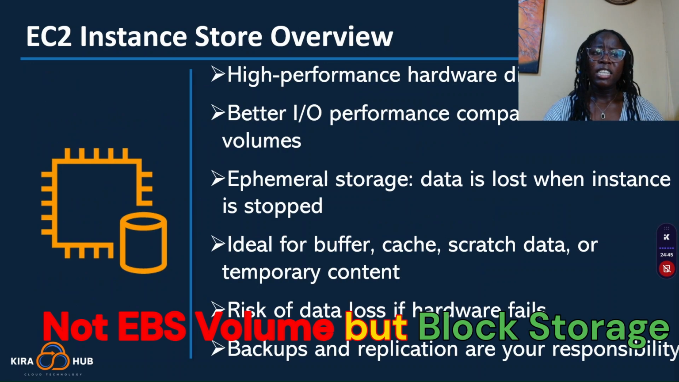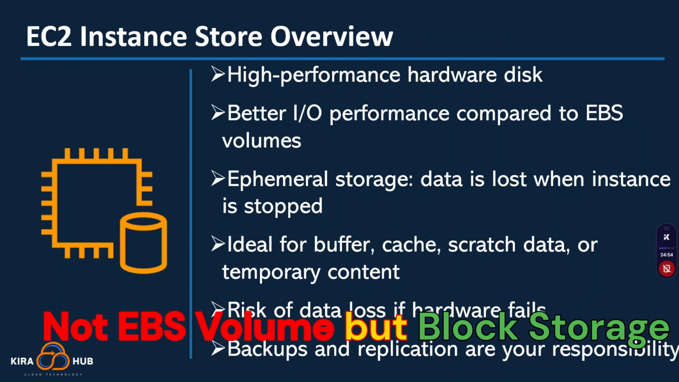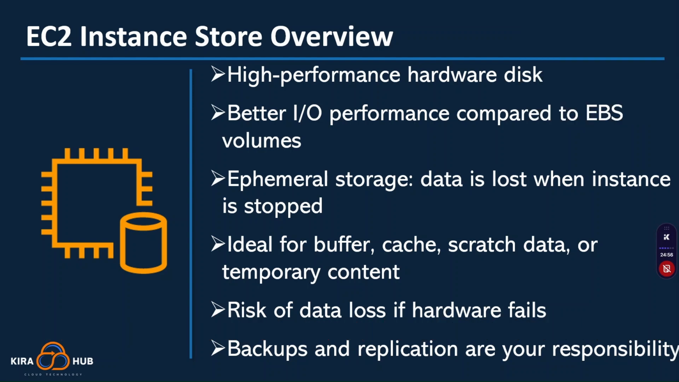So another type of block storage is the instance store. And what does the instance store help us with? We get direct access to high performance hardware storage. This is now a hardware disk. The EBS, we said, is network attached storage. This means that we are going to get very good I/O performance compared to EBS volumes.